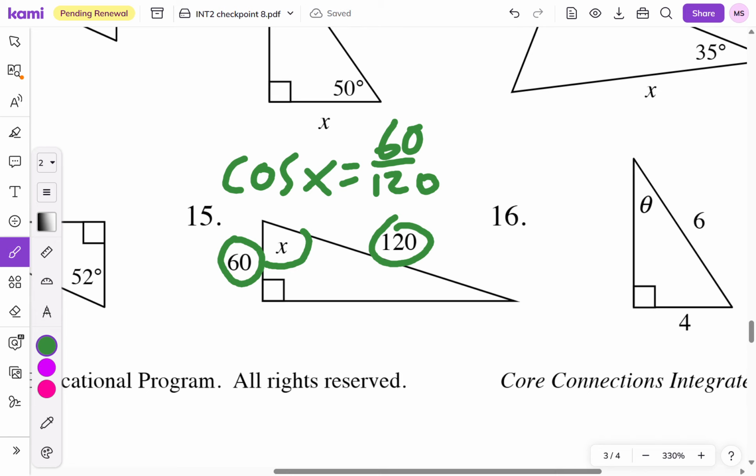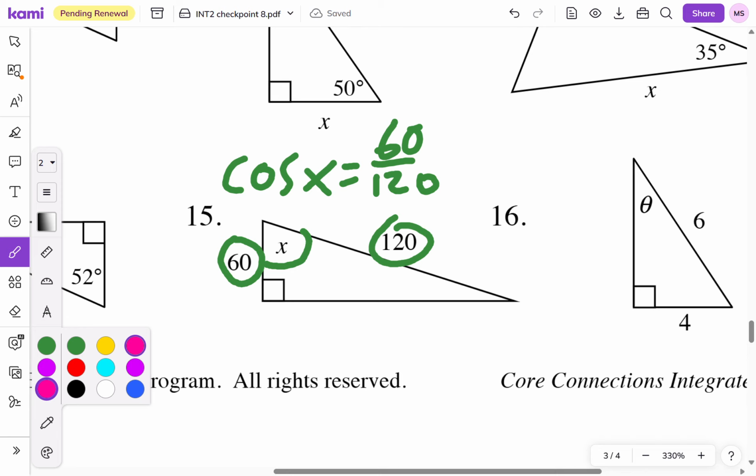So what I was pointing out to another student earlier is that, hey, the adjacent side is half of the hypotenuse. If the adjacent side is half the hypotenuse, that's a 30, 60, 90 triangle, because in a 30, 60, 90 triangle, the shortest side is half of the longest side. And it has to be that.